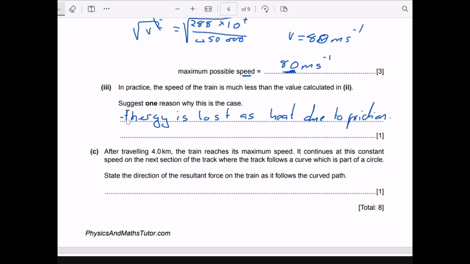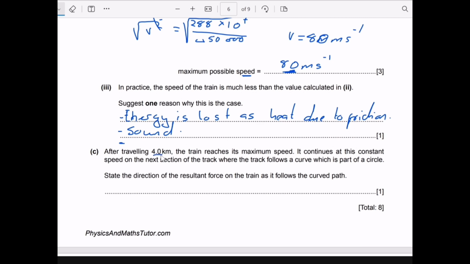Okay, so a lot of things will happen. We can even think of energy lost as heat. There are also things like sound energy. Some is lost as sound, and so on. That means definitely it will affect our final velocity. It will have a reduced velocity.